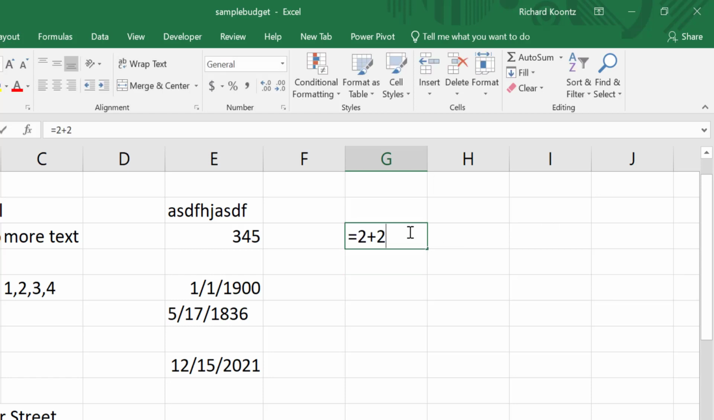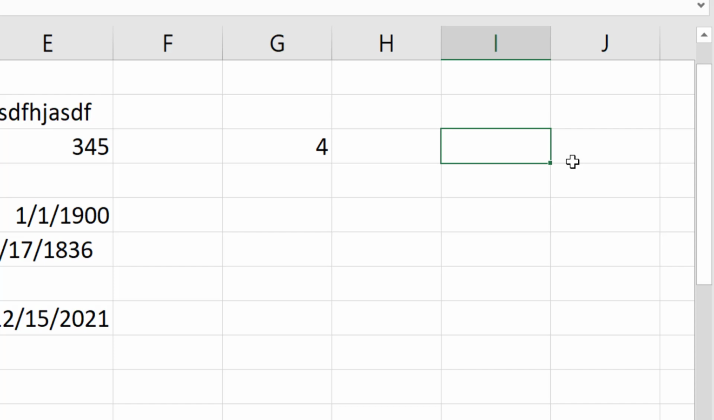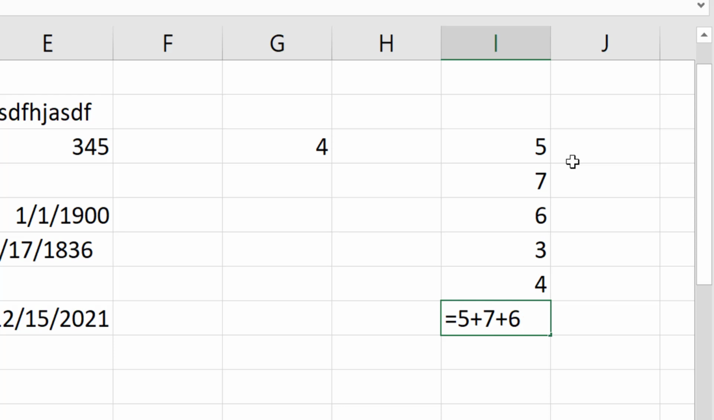When I look at my formula, I do have a problem here, and that is that I'm using literal numbers and not cell references, and I'll show you why that's a problem. Let's imagine that we have a column of numbers 5, 7, 6, 3, 4, and I wanted to add that column of numbers. I could make a formula that says equal to 5 plus 7 plus 6 plus 3 plus 4, and I would get the right total, which is 25.